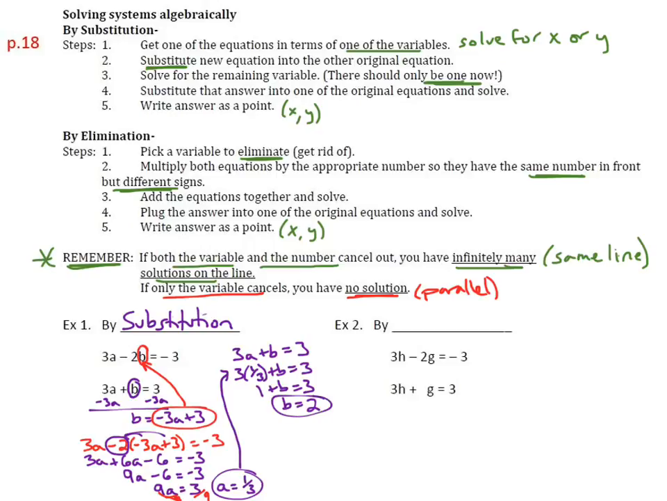So now that I've found the value of each of those variables, I can write my solution as (1/3, 2). And that would be the point where they intersect. All right, we're going to look at the same equations, but this time, instead of solving by substitution, we're going to solve by elimination.